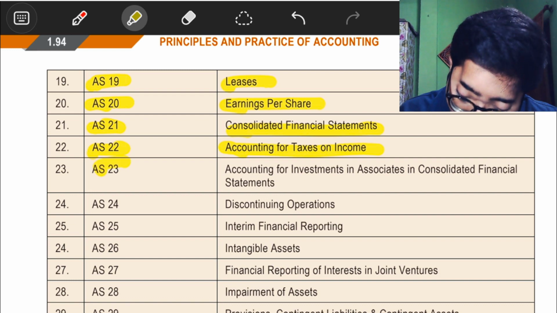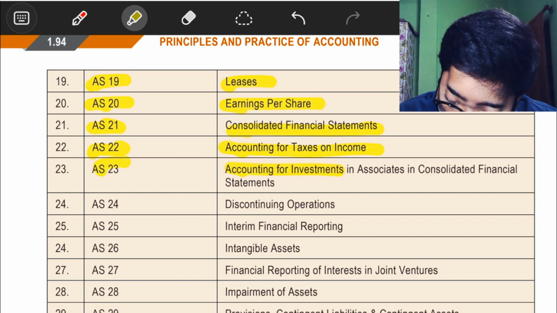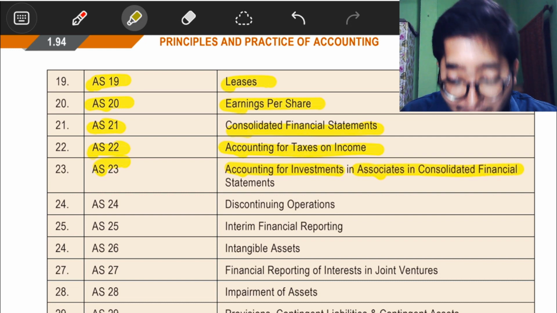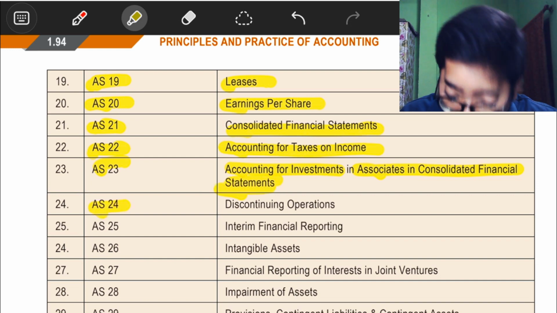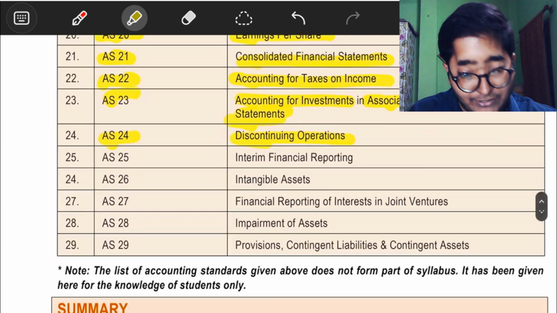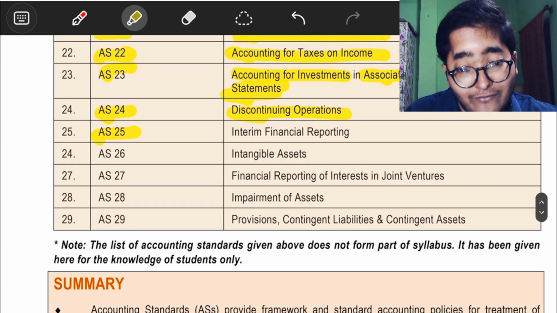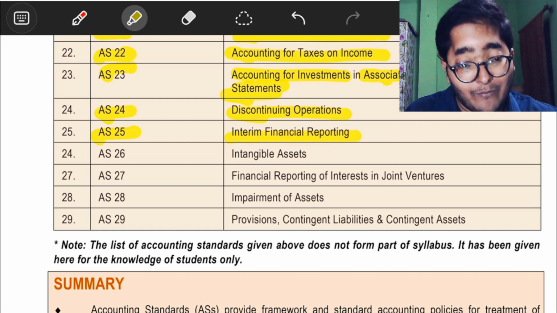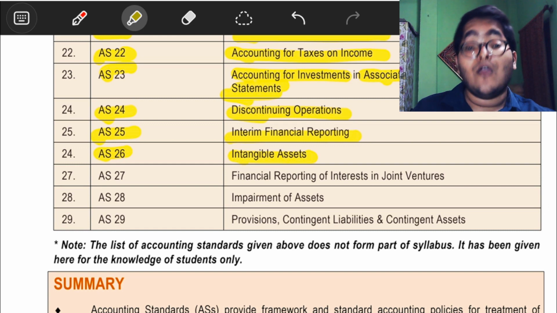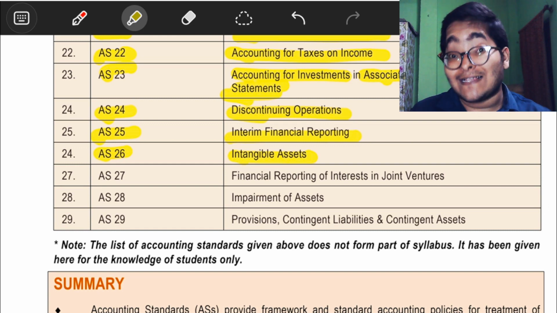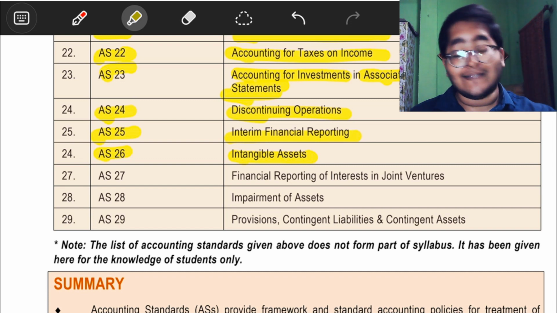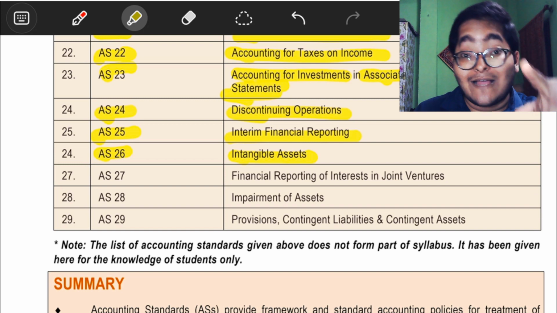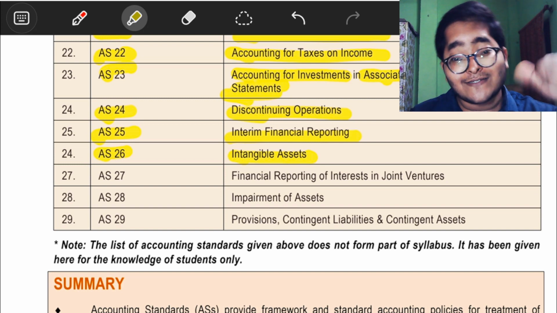AS23, accounting for investments in associates in consolidated financial statements. AS24, discontinuing operations. AS25, interim financial reporting. AS26, intangible assets. What is an intangible asset? An intangible asset is an asset which cannot be touched or felt but has its existence in the financial statements. For example, goodwill, patents, trademarks, etc.